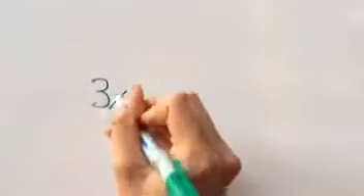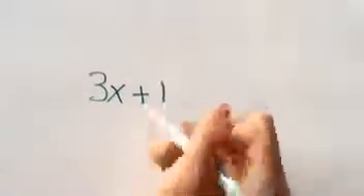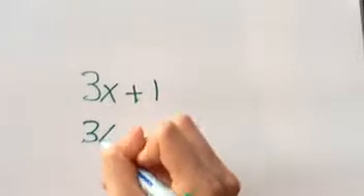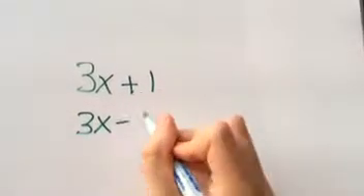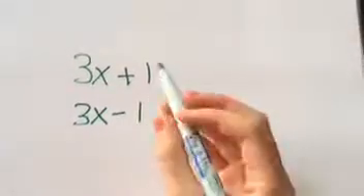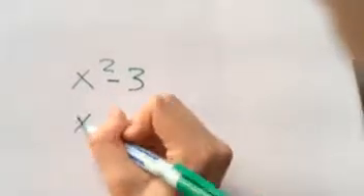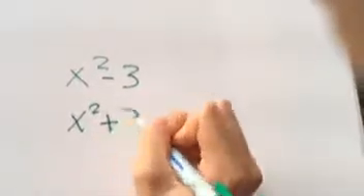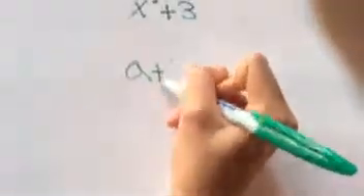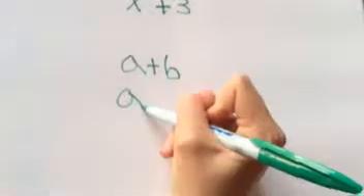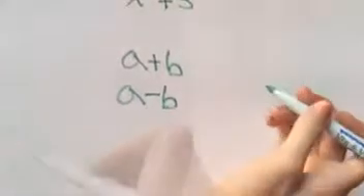Conjugate is when you switch the sign of an expression. So the conjugate of this number would be 3x minus 1 instead of plus 1. We can do a few more examples. X squared minus 3, its conjugate is x squared plus 3. Another example is a plus b, and a minus b is the conjugate.